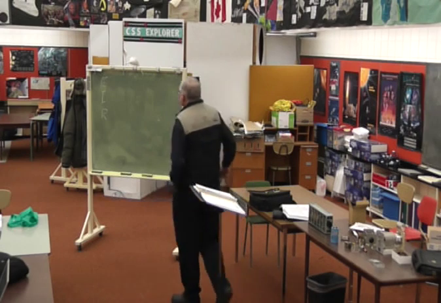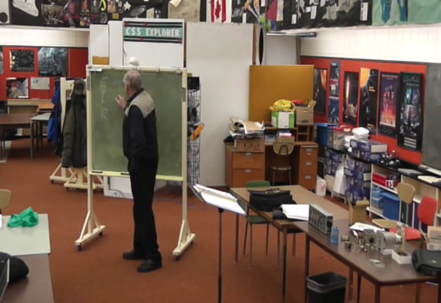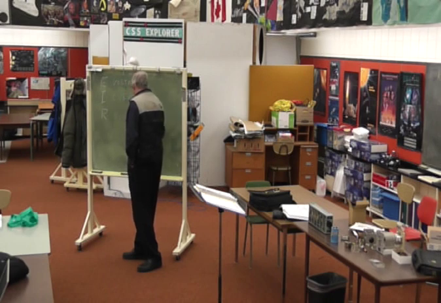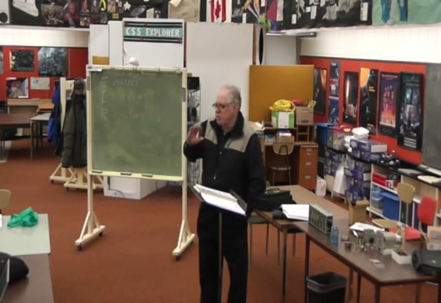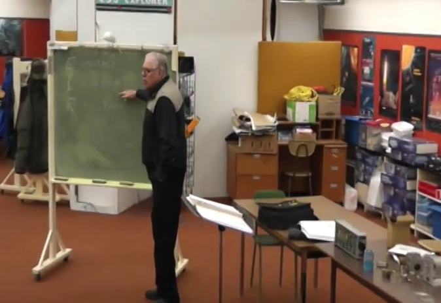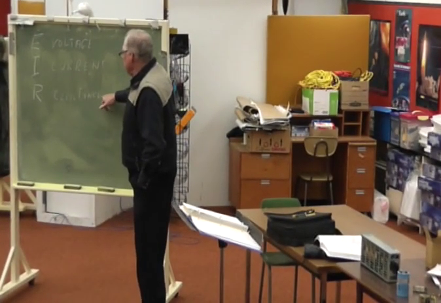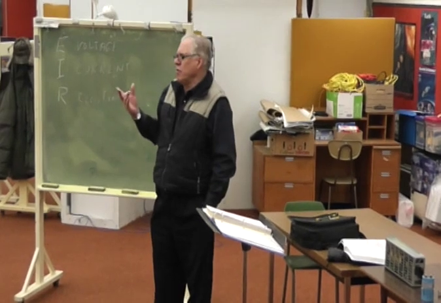Last time we talked about potential differences or voltages. We talked about current. And we talked about resistance. And there are fairly specific definitions for both a volt and an amp. The unit of resistance, ohms, is simply defined in terms of the other two values.